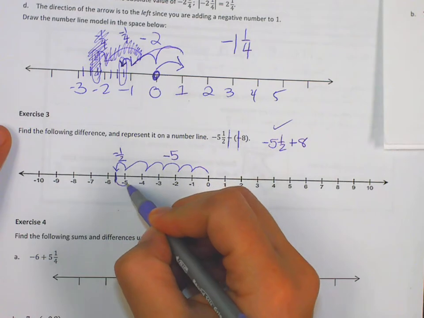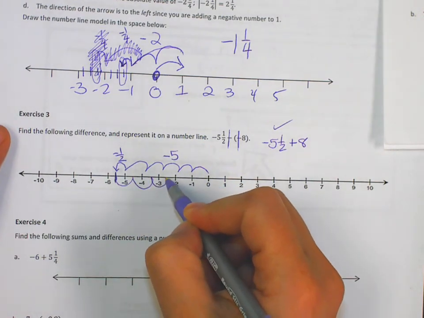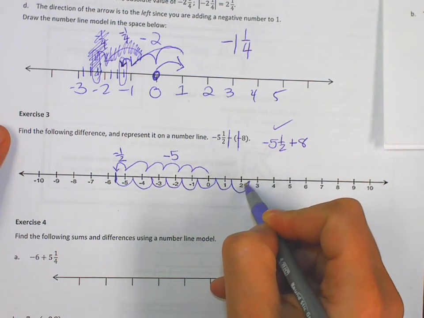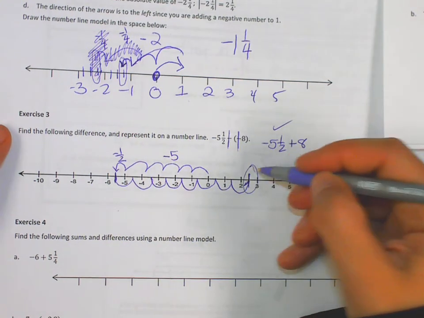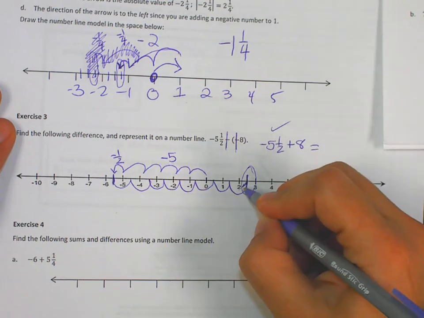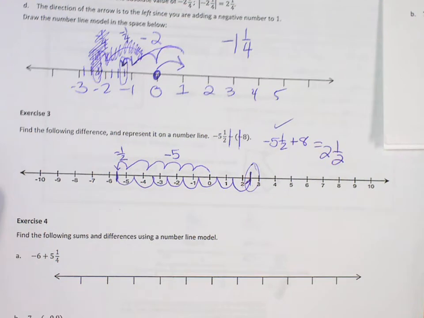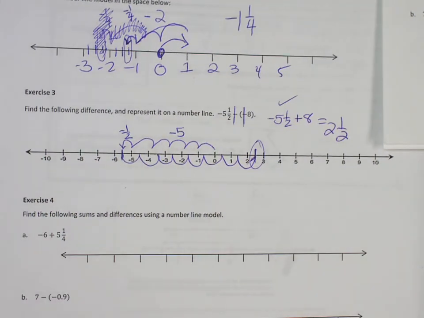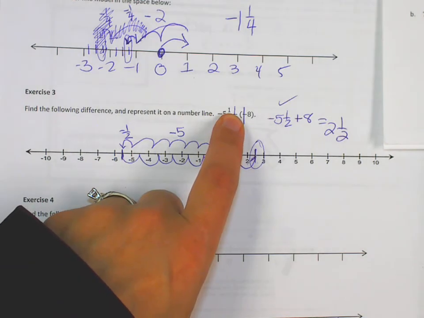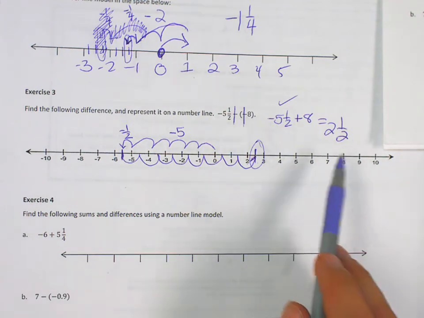So there's 1, 2, 3, 4, 5, 6, 7, 8. This is the answer. What am I pointing to? I am pointing to 2.5. Okie dokies. And again, I want you to put -5.5 minus parentheses, -8 parentheses in your calculator, and make sure you can still get this answer.